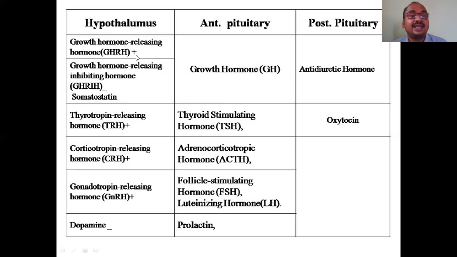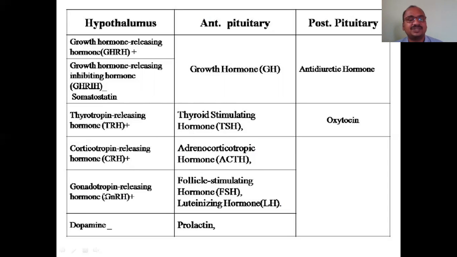Whereas here it is indicated by the plus symbol, so it promotes the release of growth hormone, whereas somatostatin inhibits the growth hormone release. And thyroid stimulating hormone, thyroid releasing hormone. Here you can see thyroid stimulating hormone, stimulating, releasing. Here also releasing. Here also adrenocorticotropic hormone, adrenocorticostimulating hormone, whatever it may be.